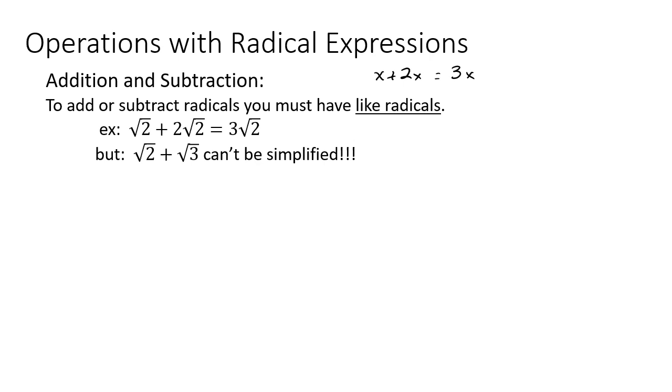The same thing would hold true for subtraction. I didn't specifically write subtraction examples here, but similarly, square root of 2 minus 2 square roots of 2 would leave you with a -1 square root of 2. Works the same way. And similarly, you can't subtract unless they're also exactly the same, like radicals.